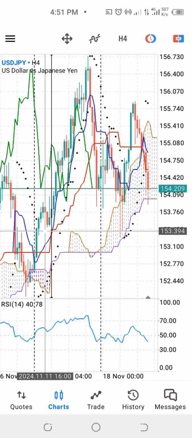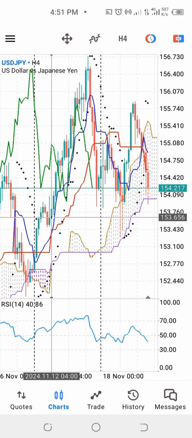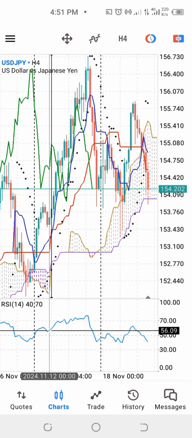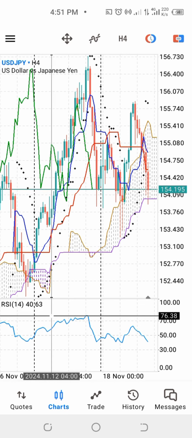Okay, so it's telling us that the market is what? On an uptrend. So also take note that the RSI is above what? 50. So the three things you must take note of when you move over to the H4 time frame.